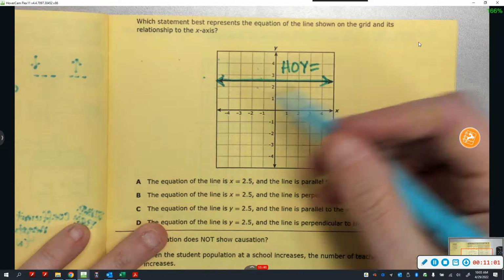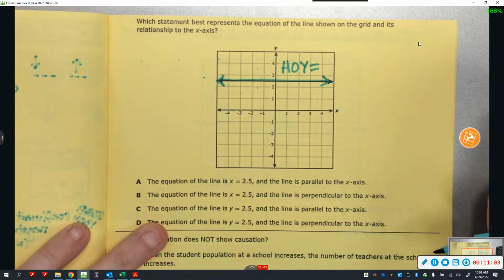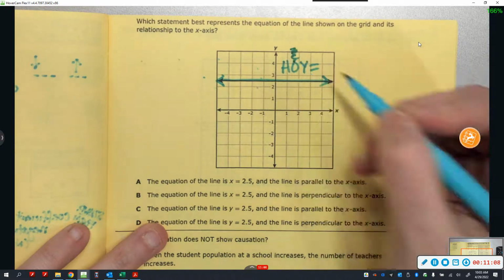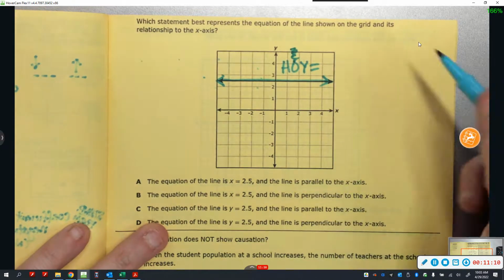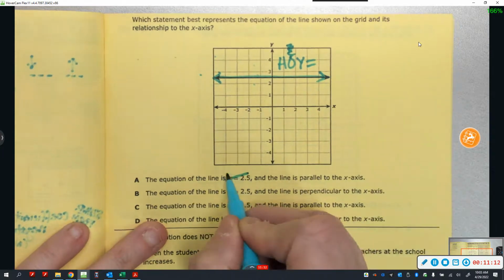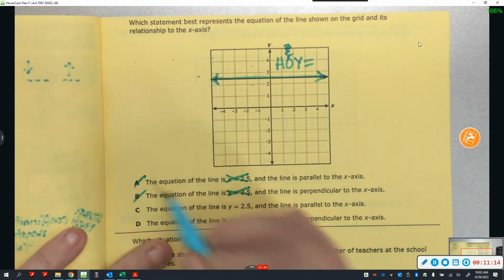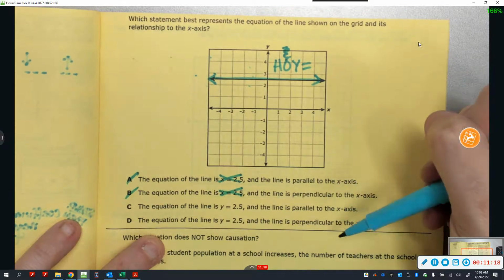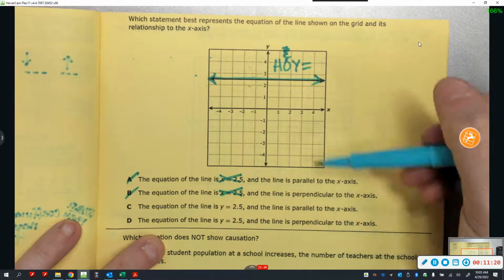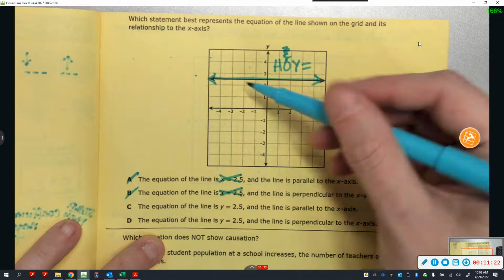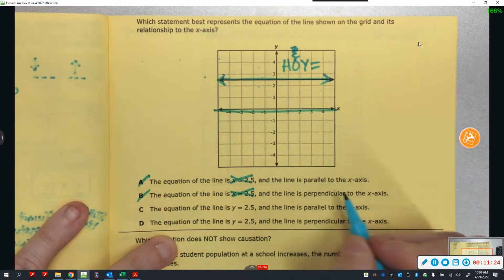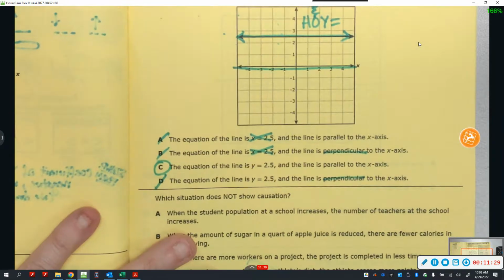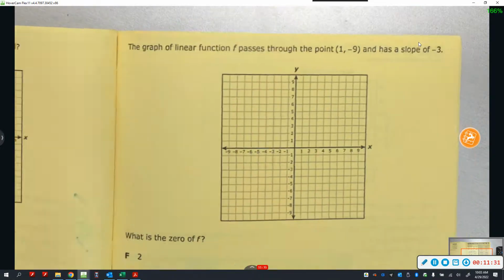Now I'm going to look at my answer choices. I know it's horizontal, I know it's got 0 slope, and I know it's a y equals. Wait, they've got x equals here. That can't be right, so A and B are out. Now it's talking about how it relates to the x-axis. Is it parallel or perpendicular to the x-axis? Those two are parallel, so it's not those two. The only one I haven't crossed something out on is C.